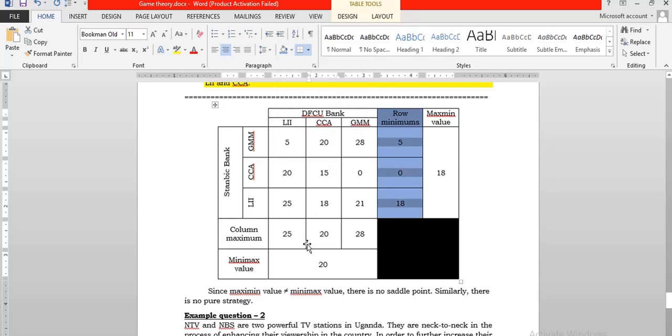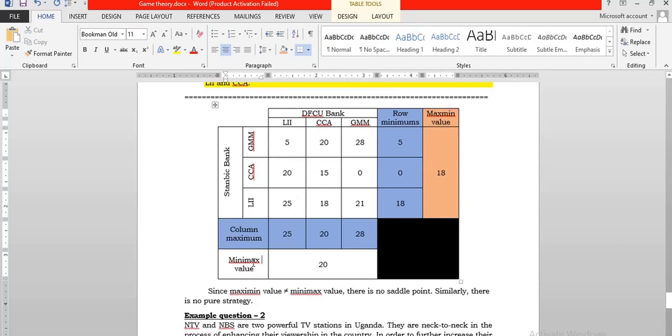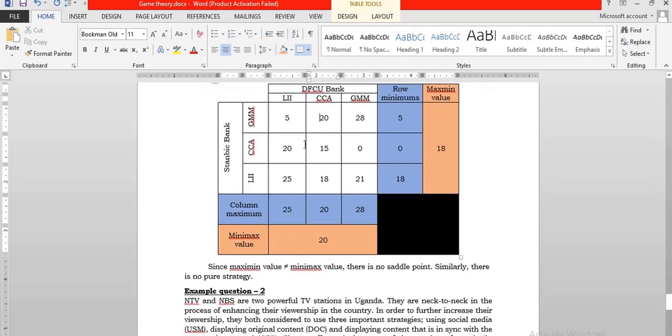Okay, so we have this one as well. So now this is the position we are in. The minimax value and maximin value are not the same. Because of that, there is no saddle point, and because there is no saddle point, we shall not say we have pure strategy. Instead, we are going now to look for a possibility of having a mixed strategy.